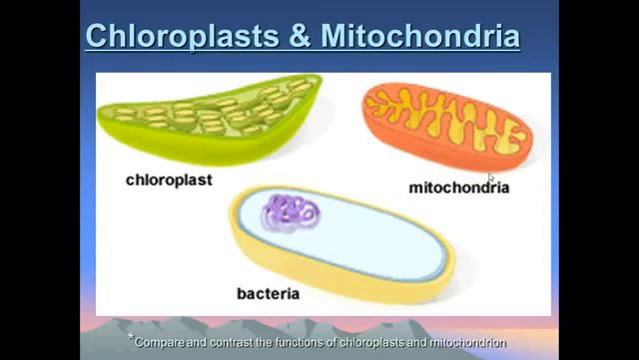Mitochondria are found in both plants and animals, and this is where that chemical form of energy is turned into a different form of energy that is then used to do things like active transport, mitosis, meiosis, and things like that. So this PowerPoint compares and contrasts the functions of chloroplasts and mitochondria.